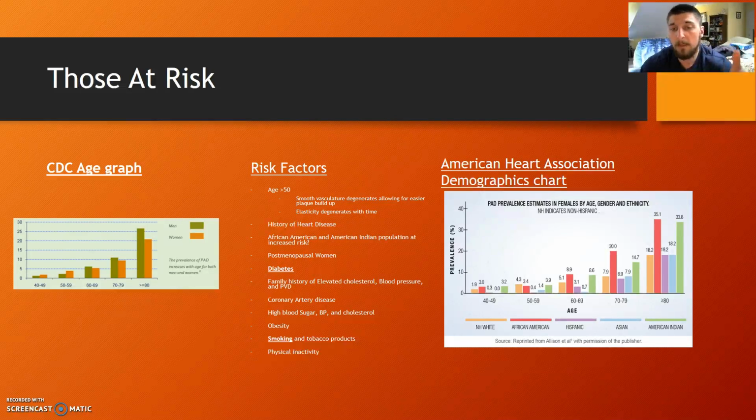Also, those who have diabetes and those who smoke are going to be at a much, much greater risk for developing peripheral artery disease, because diabetes by nature damages, or can damage, the lining of vasculature when left uncontrolled, and smoking is just, I mean, that's just bad for you all around, so that doesn't surprise me in the slightest.